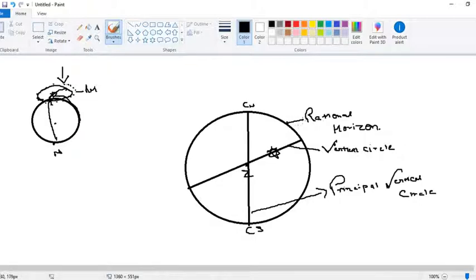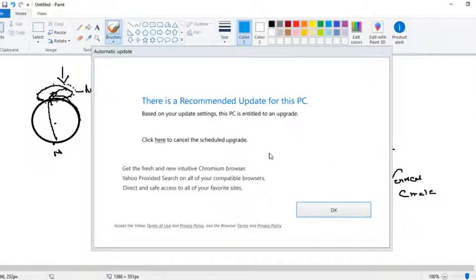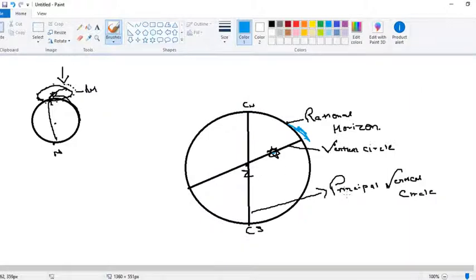Now, in this diagram, if we see, this is our rational horizon, and the center of the body is here. So as per the definition, this will be our true altitude. It's an arc of a vertical circle through that body, contained between the center of the body and the rational horizon, which is our true altitude. Correct? Okay.